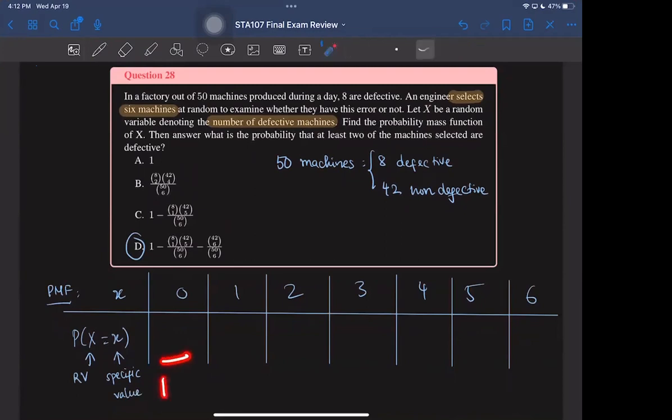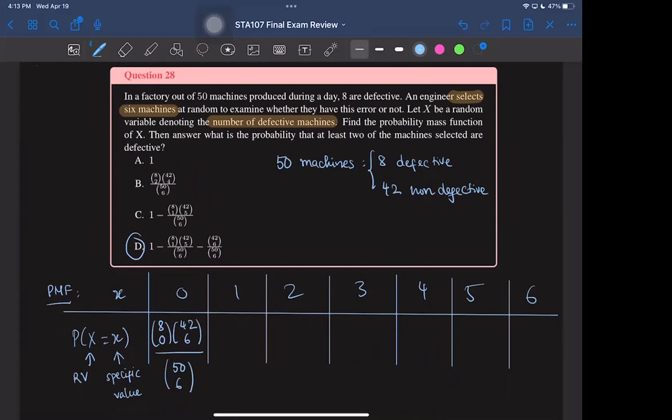So in the first one, I would want to fill in what is the probability that X equals 0, which means what is the probability that we have 0 defective items. In order to do that, out of 8 defective, we choose 0. Out of 42 non-defective, we choose 6 because we want to sample 6 machines, right? And divided by the total number of ways that we can select 6 machines, we have 50 machines in total, and we want to select 6 machines out of that.